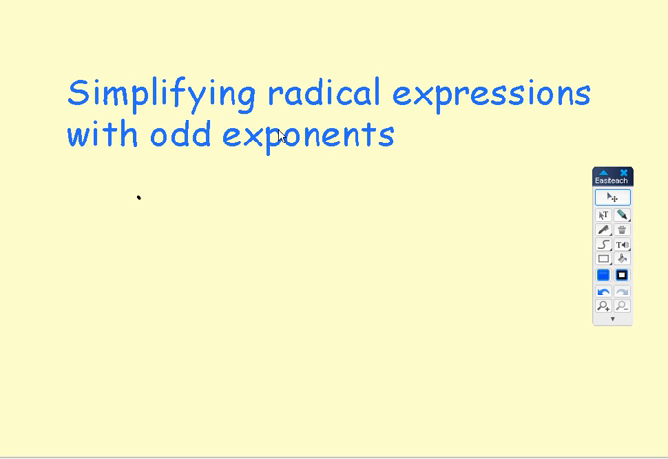Okay, today's notes I'm going to show you guys how to simplify radical expressions when you have odd exponents inside the radical.